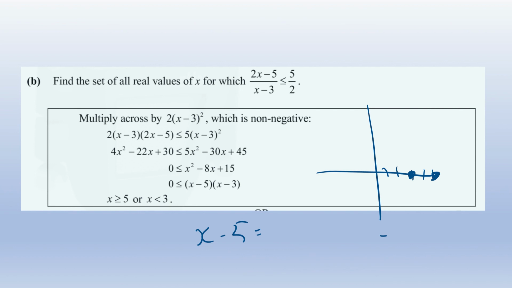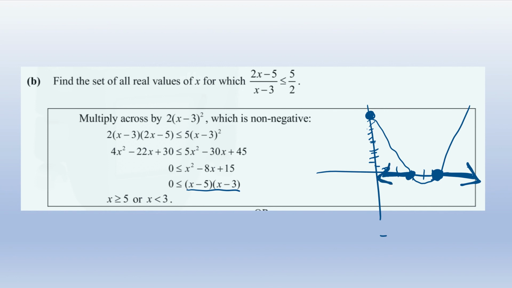It is going to cross the y-axis at plus 15. So 1, 2, 3, 4, 5. Ooh, it's going to be up here somewhere. It's going to be a smiley face because that's a positive x squared. So that's going to be my graph. And we want to see where those 2 things are greater than or equal to 0. So it's going to be from this point here onwards, and from this point here backwards.